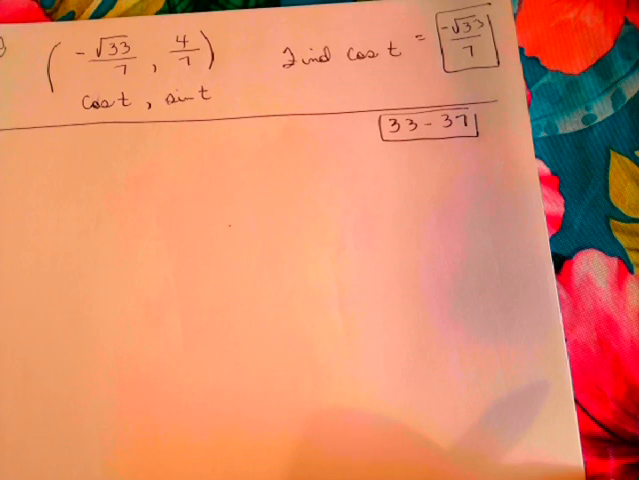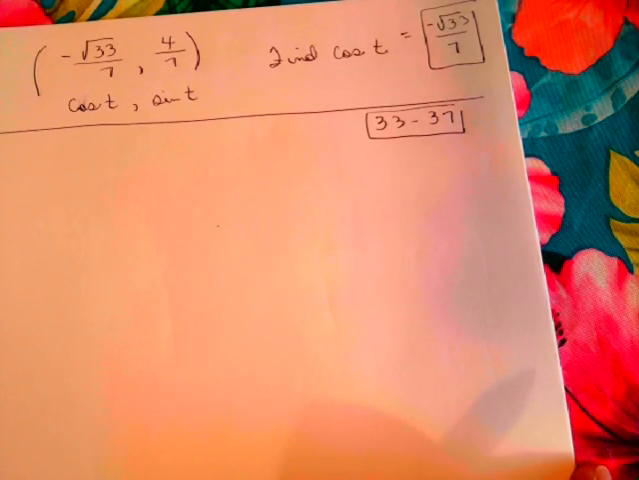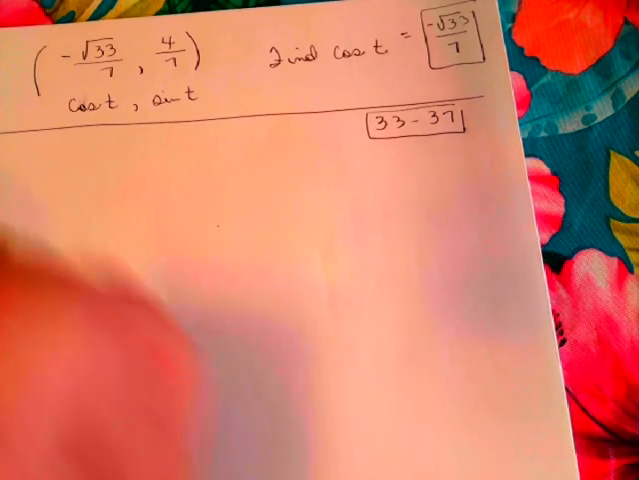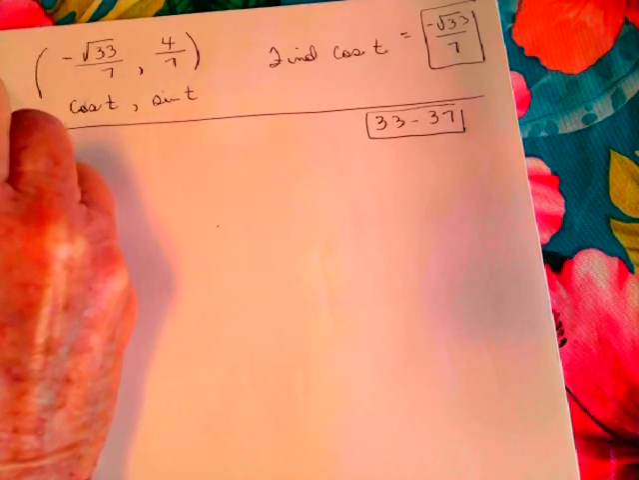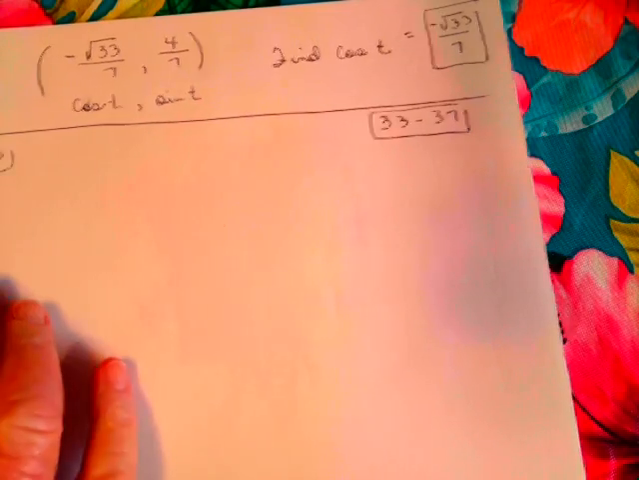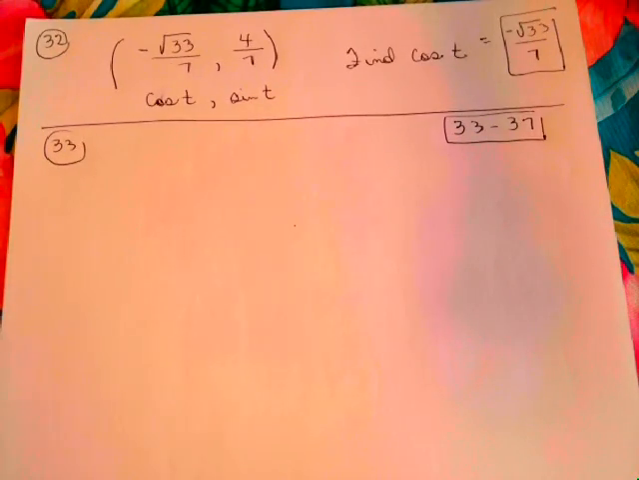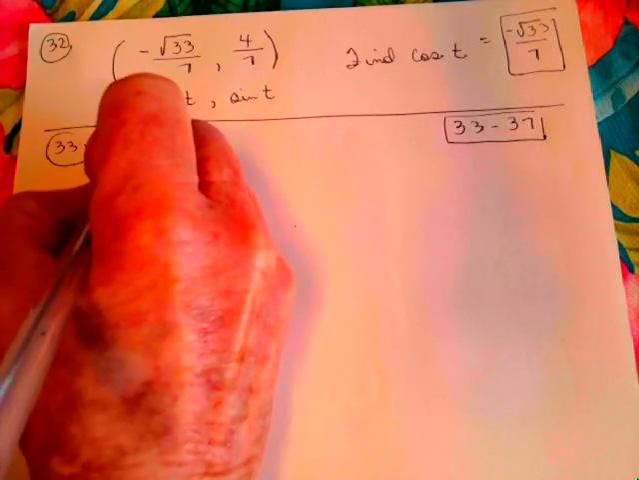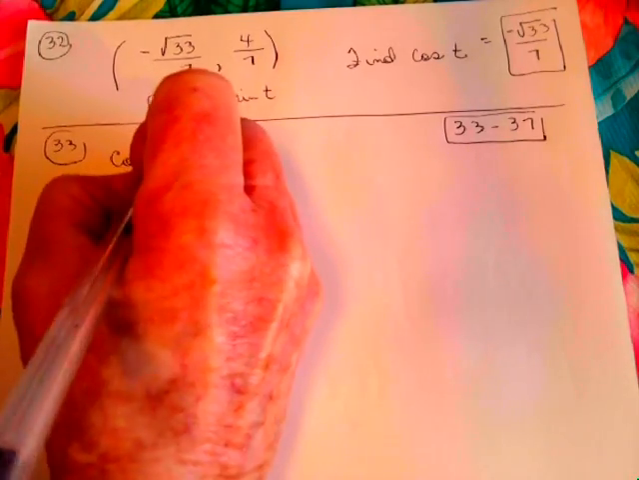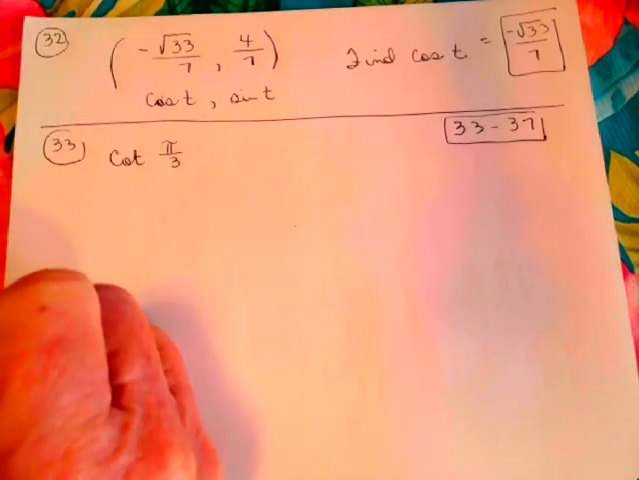We are now working on problems 33 through 37 of the review for Trig Test 1. Problem 33. Use the unit circle to find the value of the trig function. They want me to find the cotangent of pi over 3.